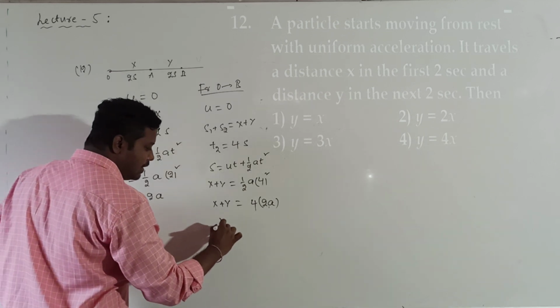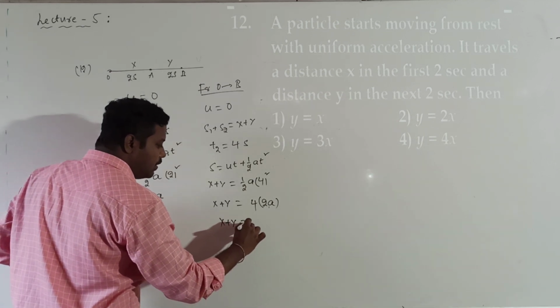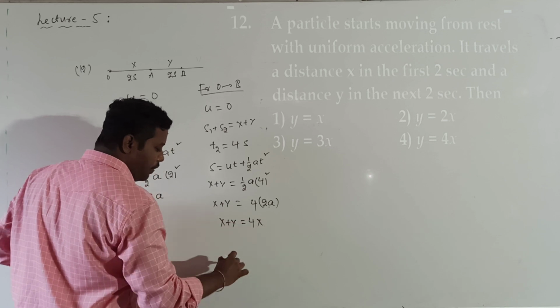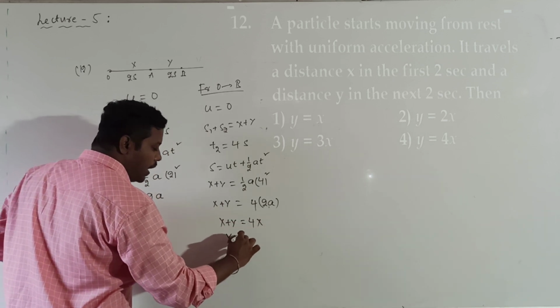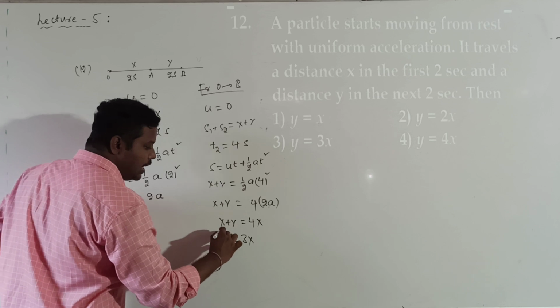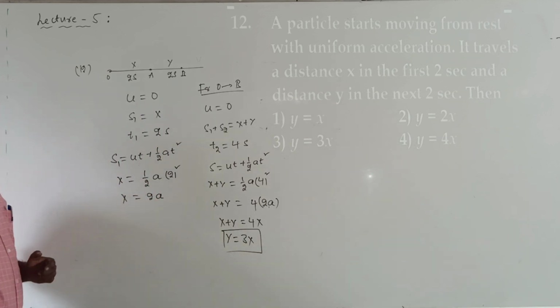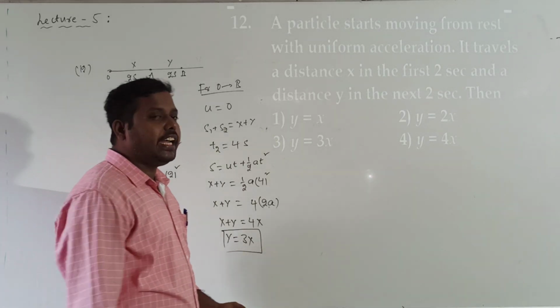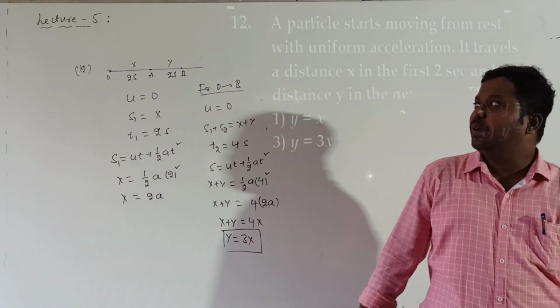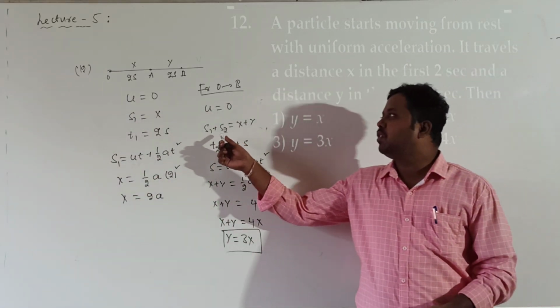From this, what will I get as the answer? x plus y is equal to 4 into x. Therefore, the relation is given by y is equal to 3x. This is the relation between the y value and the x value. So y is equal to how much? 3 into x. So y, I consider s1 plus s2, that you have to understand.